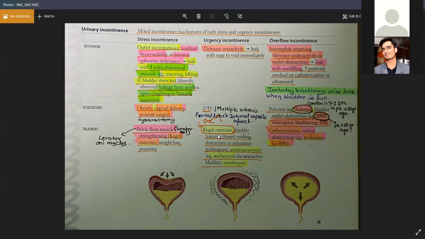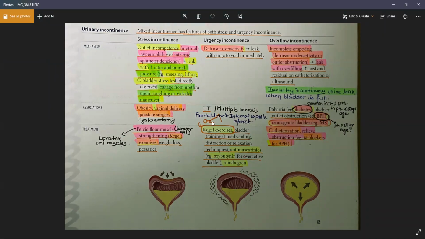Treatment, again, is giving the patient Kegel exercises, stretching the levator ani muscles, the pelvic floor muscles. Second, because of this overactivity of the detrusor muscle, you need to inhibit the muscarinic receptors. So anti-muscarinic agents like oxybutynin could be given, or a beta receptor agonist can also be given. Does anyone remember which beta receptors are found in the urinary bladder? Beta 3, and they would be stimulated by mirabegron. So these are the agents you will give the patient for urgency incontinence.